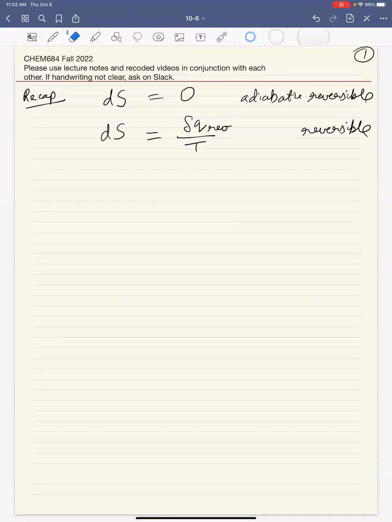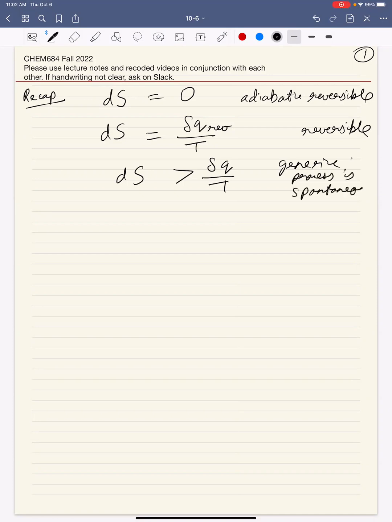Let's say it is some generic process. Maybe it's adiabatic, maybe it's reversible, I don't know, some generic process. In that case, dS is going to be greater than delta Q by T if the generic process is spontaneous. And that's what we are going to focus our attention on starting now. And if the opposite is true, if dS is less than delta Q by temperature, then the opposite or the backward direction is spontaneous.